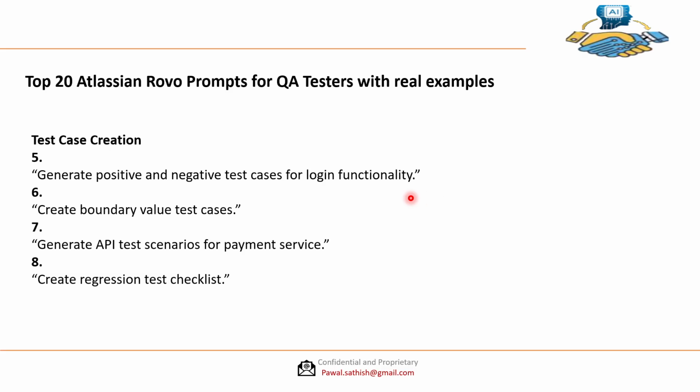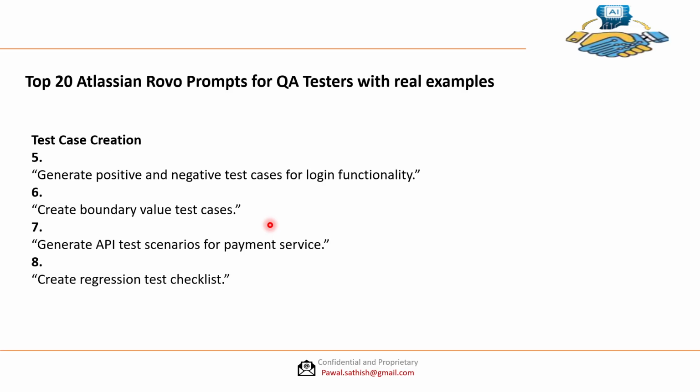Consider your test case or story ID. Then Rovo will give the output. In the same way, if you want to create boundary value test cases, simply give this prompt to Rovo: create boundary value test cases. Then Rovo will give the output for the boundary value test cases.